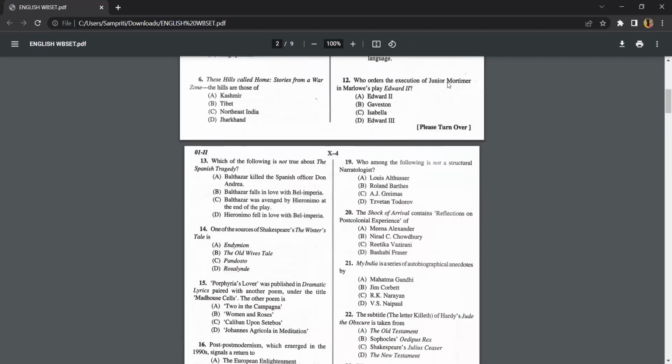12. Who orders the execution of Junior Mortimer in Marlowe's play Edward II? Yeah, I knew this is a very important play, even more important than Shakespeare. From Shakespeare, as I said also in my previous video, Shakespeare is an ocean, and no matter how much you study from Shakespeare, you cannot complete him.